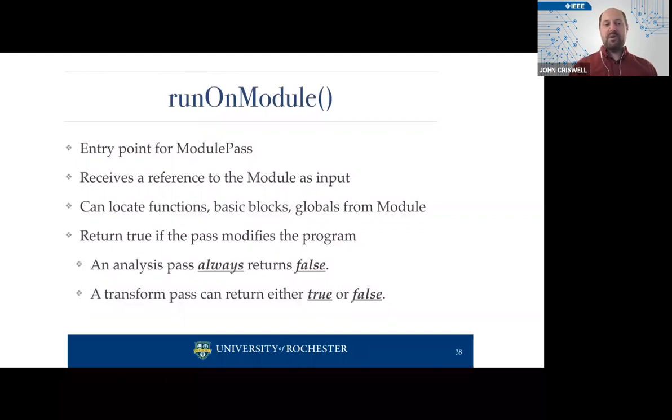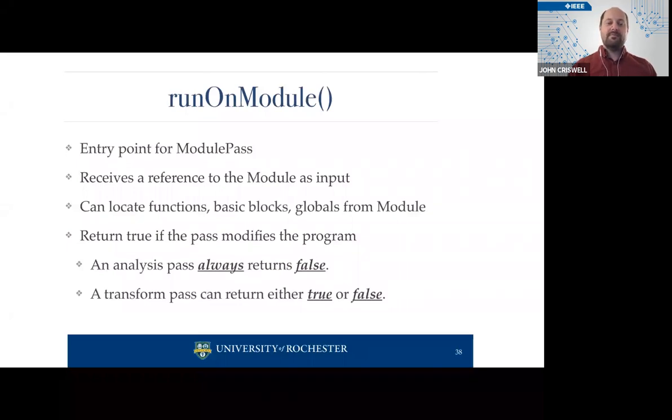A transformation pass, or as the LLVM documentation calls it, an optimization pass, can return either true or false. It will return true if it did modify or might have modified the module, or it'll return false if it knows that it made no changes at all. If you're in doubt for a transformation pass, you can always conservatively return true. You can say, I don't know if I modified anything, but I'll just say that I did and return true. So true is always conservatively correct.